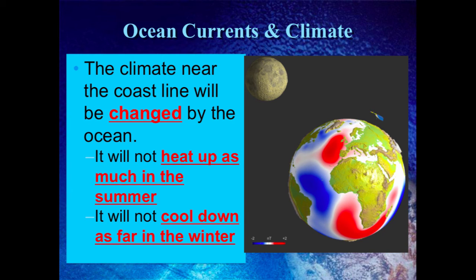Right, so here's a picture kind of like the one I showed of the air, but showing the temperatures of the water. The climate near the coastline is always going to be changed by the ocean. It will not heat up as much in the summer, and it will not cool down as much in the winter as a place that's inland.